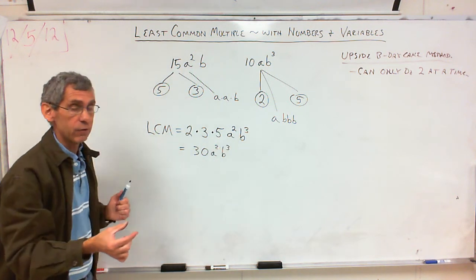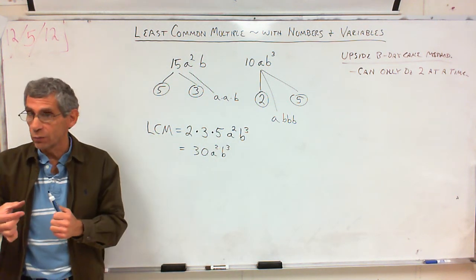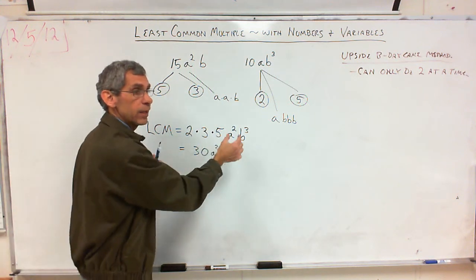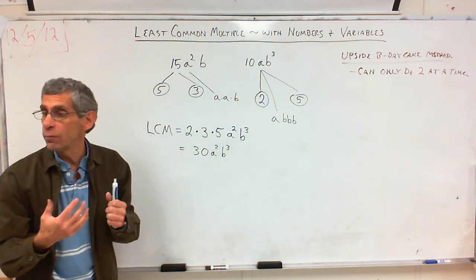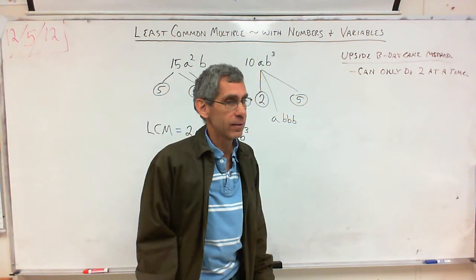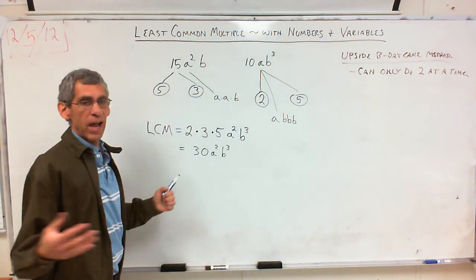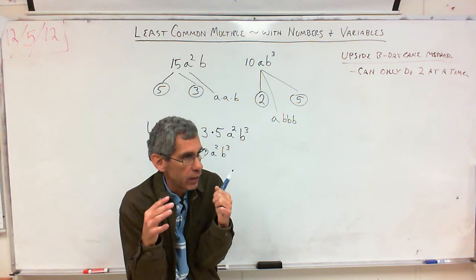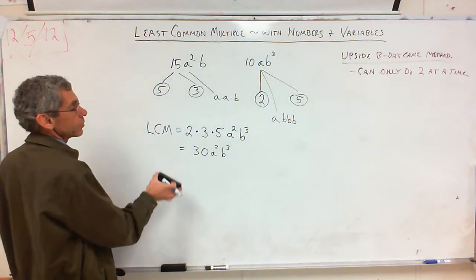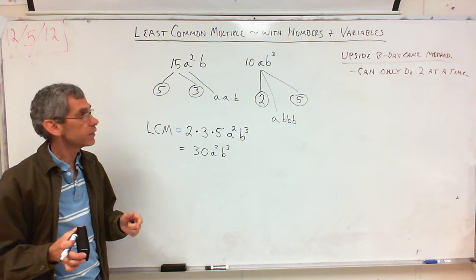That's different from factoring. Factoring was the reverse. You were using the one with the smallest exponent. But with least common multiple, you're using the one with the biggest exponent, right? Because multiple means big. Multiply. Factor. So that's that. So let's try it now with the upside down birthday cake method.